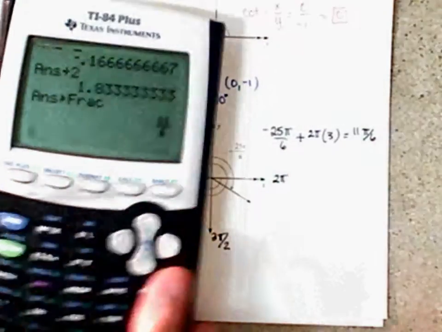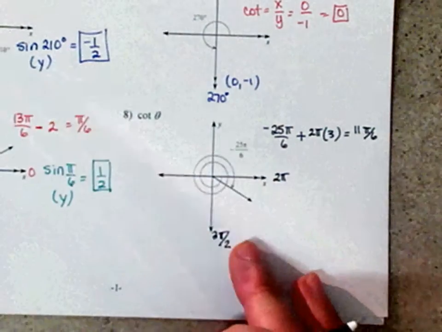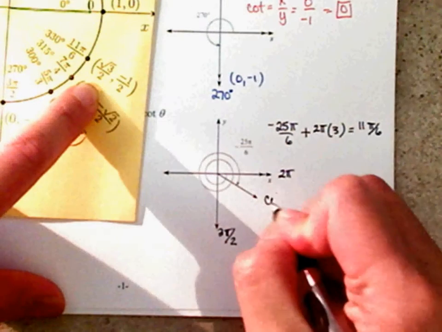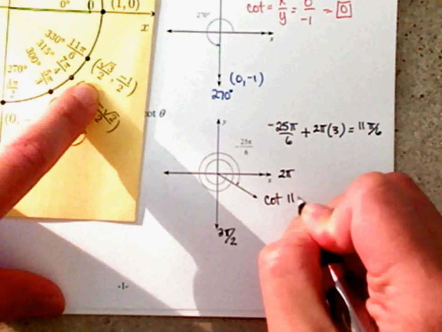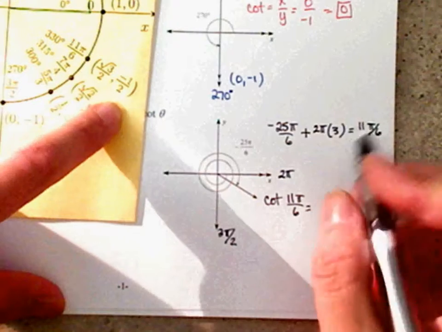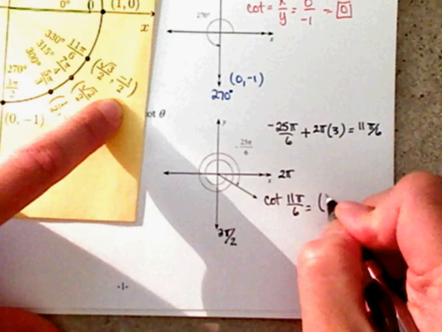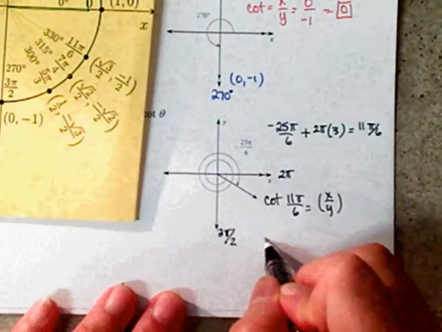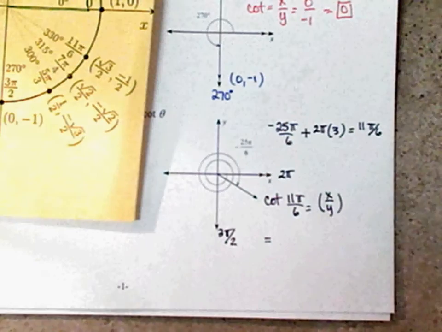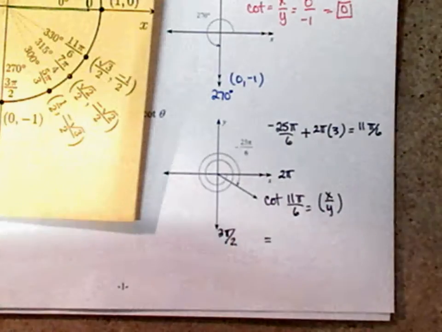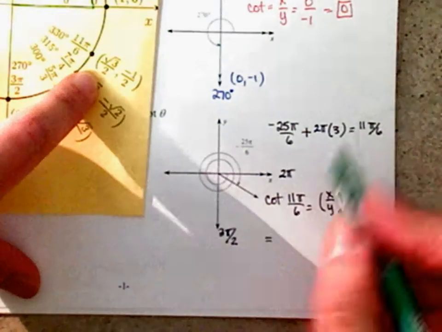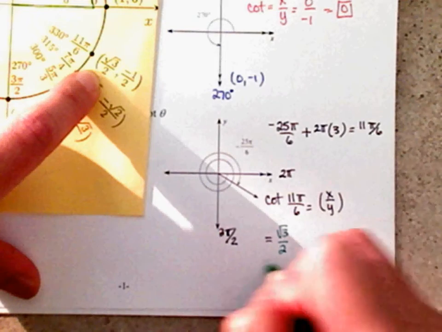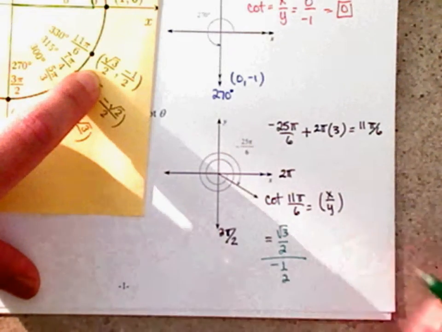Right? So where is 11 pi over 6? Right here. I'm looking for cotangent of 11 pi over 6. And cotangent is always your x over your y. So that equals, what is my x value right here? Square root of 3 over 2, okay? Divided by negative 1/2. Let's do the math.